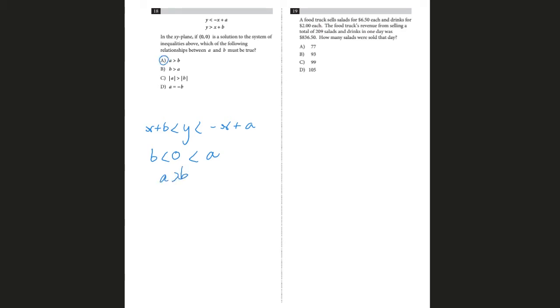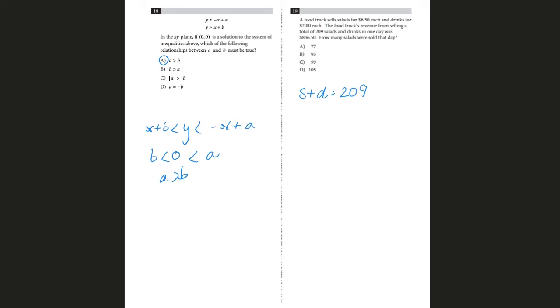so your answer is A. Next, salads for $6.50 each and drinks for $2 each. So 209 salads and drinks. The total number of salads and drinks is 209. So S here is the number of salads, D here is the number of drinks.